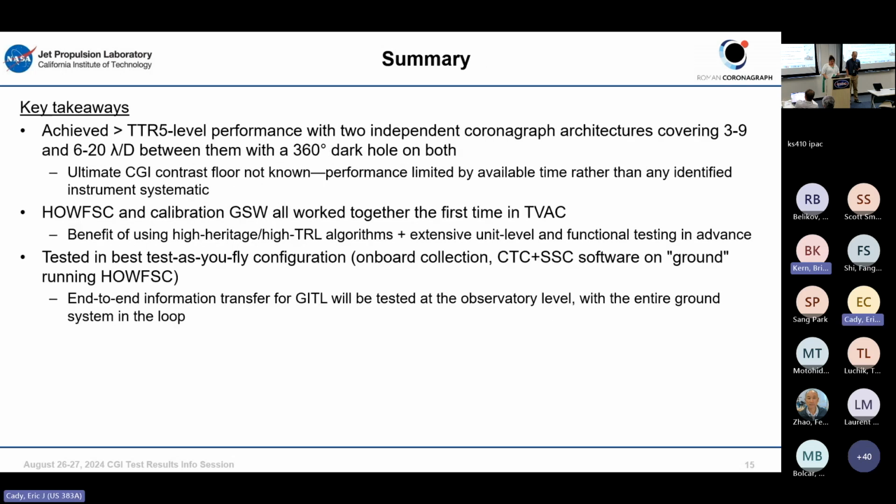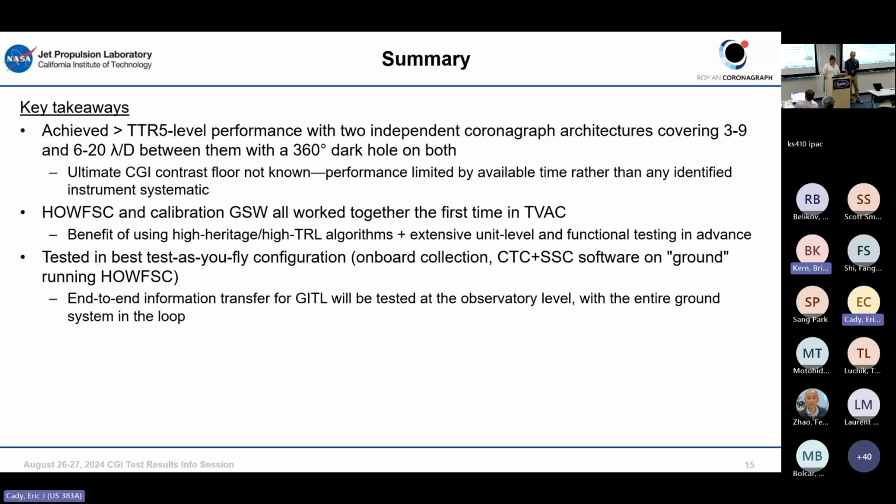So let me just jump to the summary. I think the key takeaways: we got better than TTR 5 performance with 2 independent coronagraph architectures. They went 3 to 9 and 6 to 20 lambda over D between them, and both of them did a 360-degree dark hole to do that. And after TVAC, we really don't fully know the CGI contrast floor. In all these cases, I think we're limited by available time rather than any particular systematic that we've identified in the system.